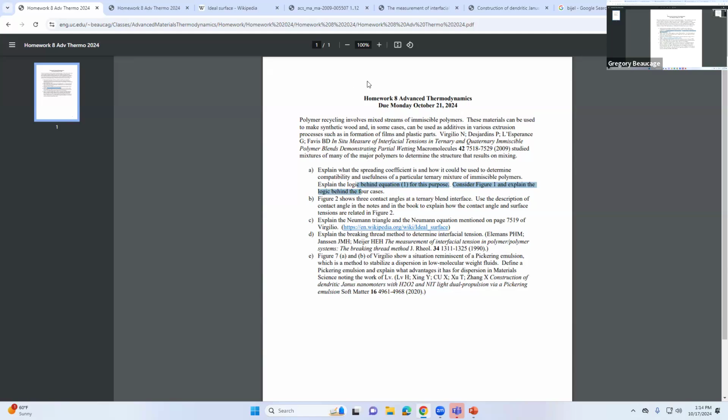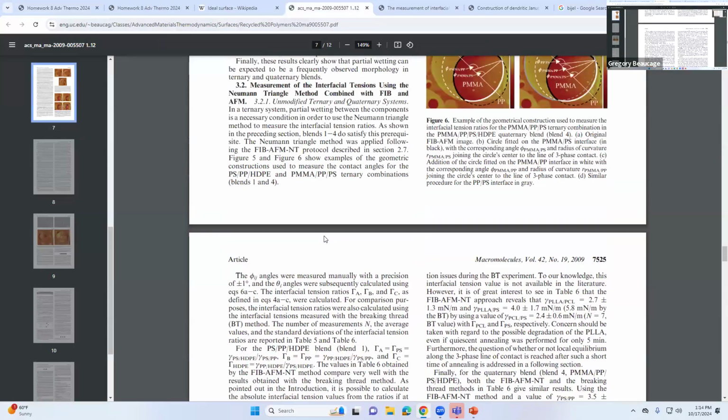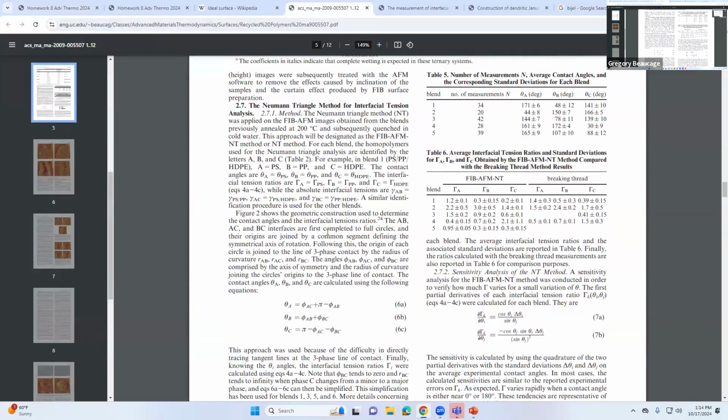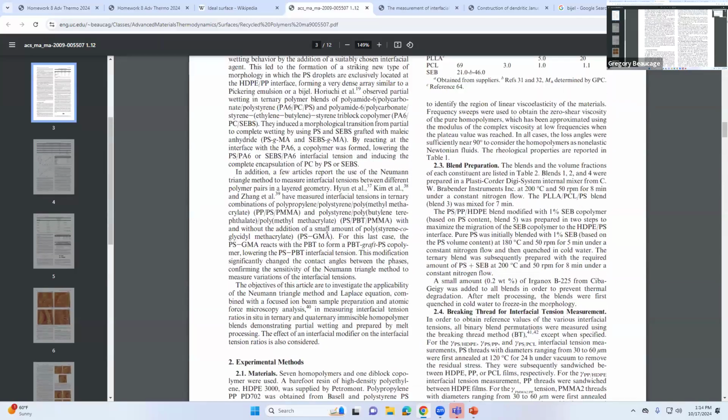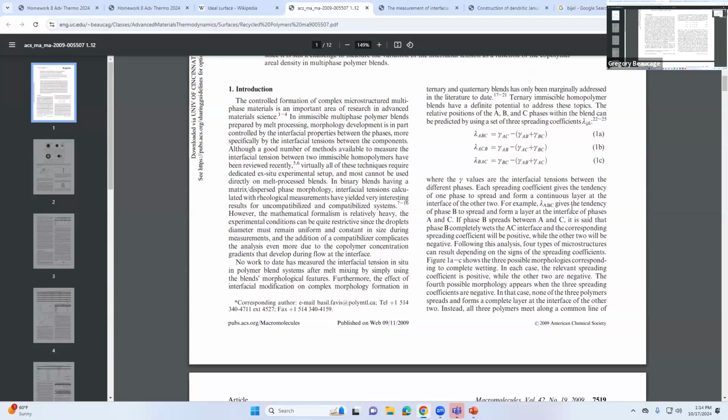Logic behind equation one. So equation one is how you calculate these things.